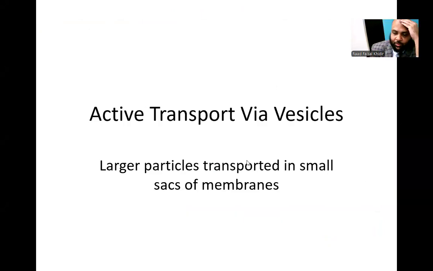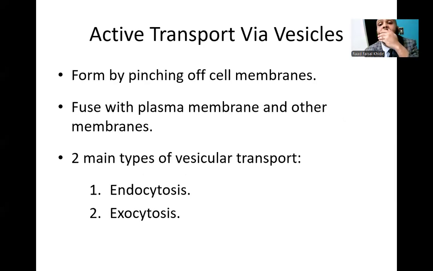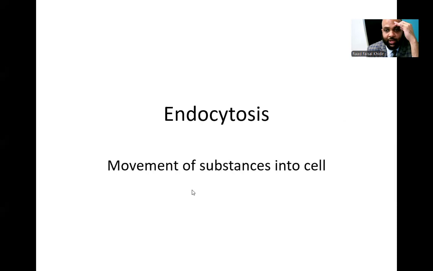Active transport via the vesicles. Larger particles are transported in small sacs of the membranes. The vesicles form by pinching off the cell membrane. That's the endocytosis we talked about. And they fuse with the plasma membrane and other membranes. There are two types of vesicular transport, endocytosis and exocytosis.